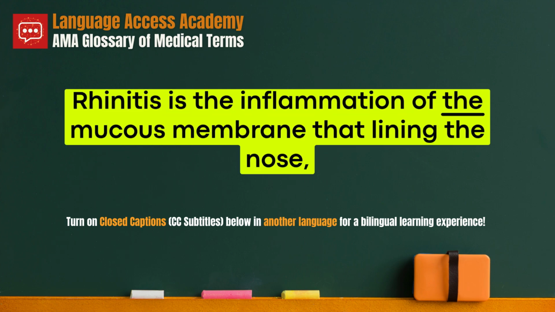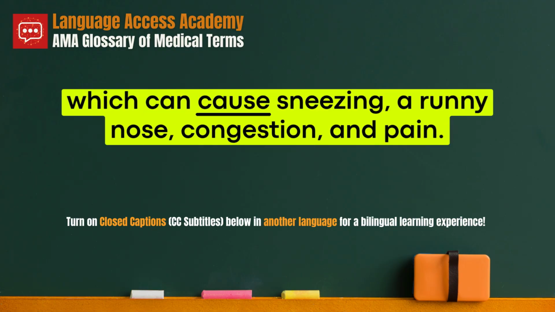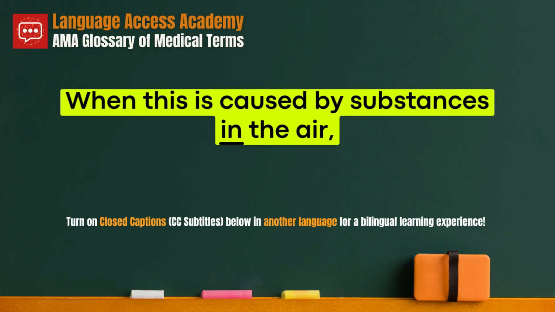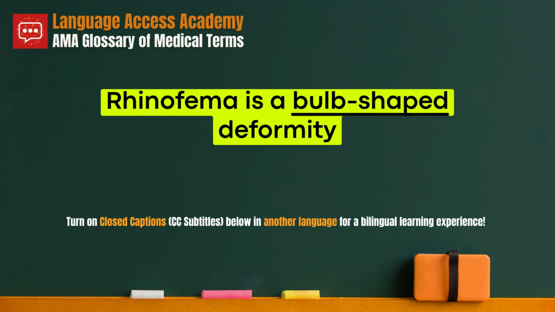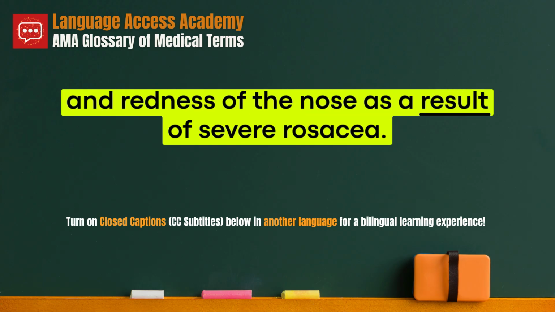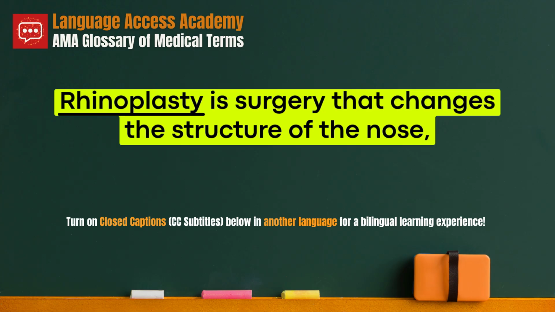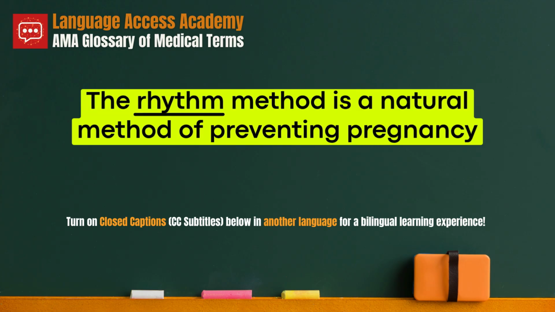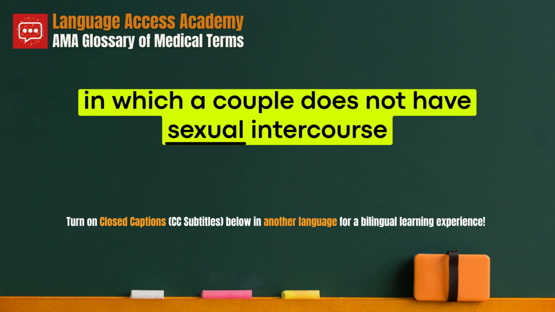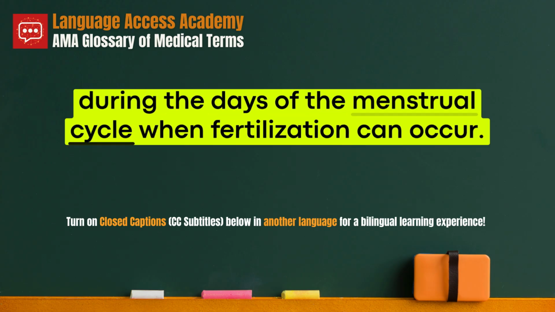Rhinitis is the inflammation of the mucous membrane lining the nose, which can cause sneezing, a runny nose, congestion, and pain. When this is caused by substances in the air, it is called allergic rhinitis or hay fever. Rhinophima is a bulb-shaped deformity and redness of the nose as a result of severe rosacea. Rhinoplasty is surgery that changes the structure of the nose, either to improve its appearance or to correct a deformity or injury. The rhythm method is a natural method of preventing pregnancy in which a couple does not have sexual intercourse during the days of the menstrual cycle, when fertilization can occur.